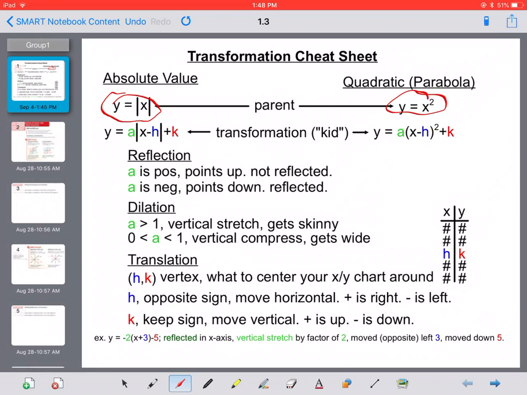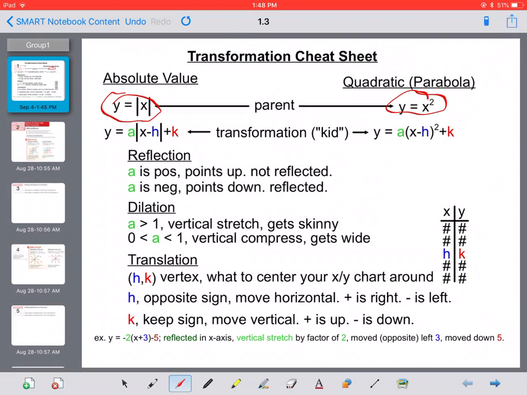It tells us if there's a reflection. If A is a positive number, then it has not been reflected. It continues to point up as it normally would, like the parent. If A is negative, then it is pointing down. It has been reflected. If A is bigger than 1, it's a vertical stretch. It gets skinnier. If A is between 0 and 1, then it is a vertical compression or a vertical shrink, and it gets wider. To translate left and right, up and down, H, K is your vertex.